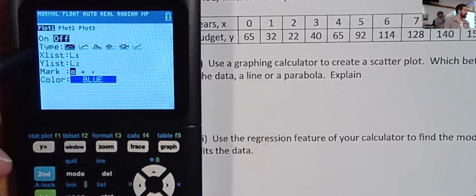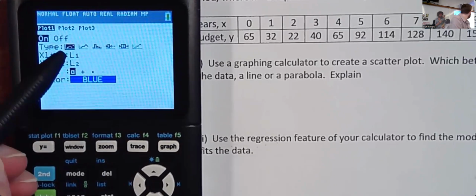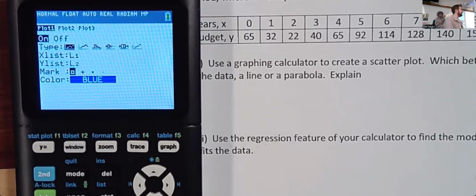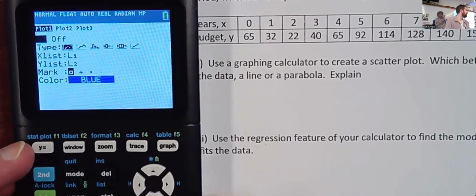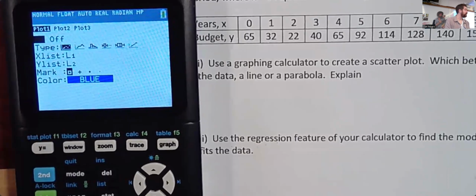And we want to turn that on. And then the type that we want is this one here, just the dots, that's a scatter plot. X list is L1, that's what we want. Y list is L2. The markers and the colors, however you want to do that. Second, and then the Y equals button. And then just choose plot number 1, hit enter for that, and make sure you turn that on.